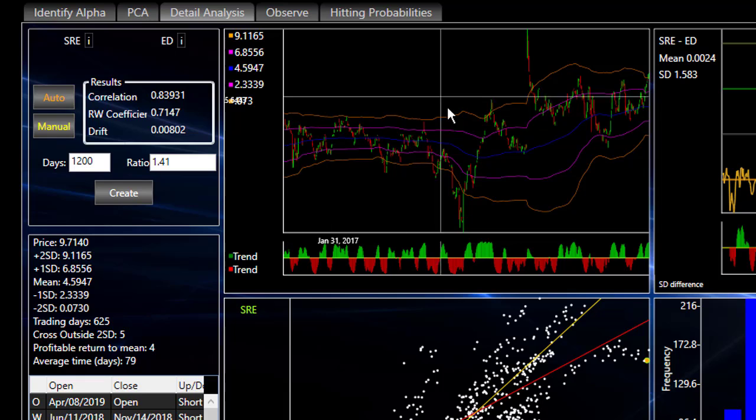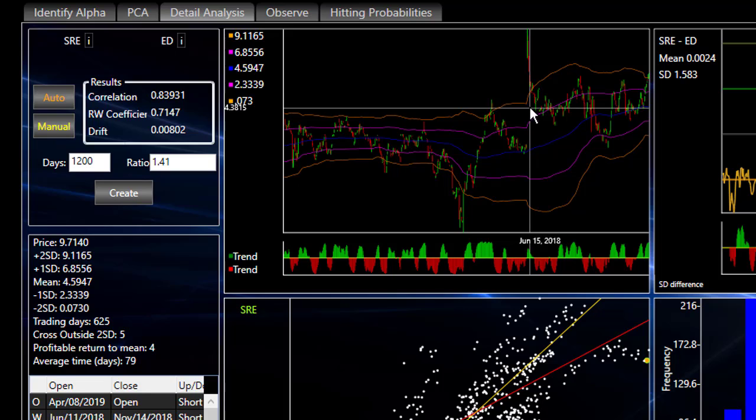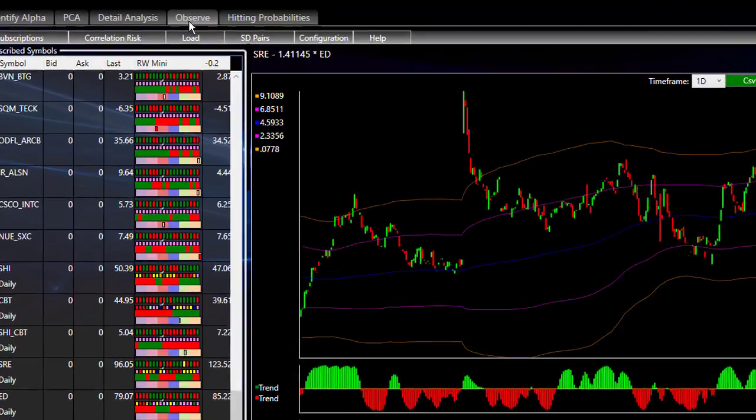The picture is good, except for whatever happened here, but that righted itself within a few days. We're talking about SRE, ED. Correlation is 0.84, RW coefficient 0.71. We're going to trade it with a ratio of 1.41. It's got a perfect track record. It's been outside the second standard deviation 5 times. Returned to the mean 4 profitably, with the 5th one being still open. So this is going to be the recommendation of the day.